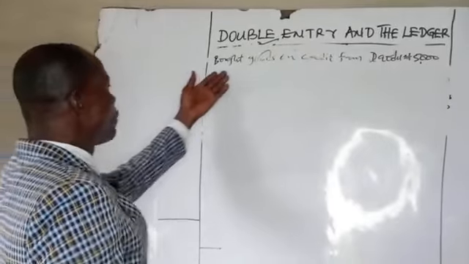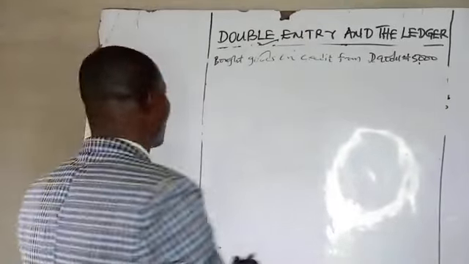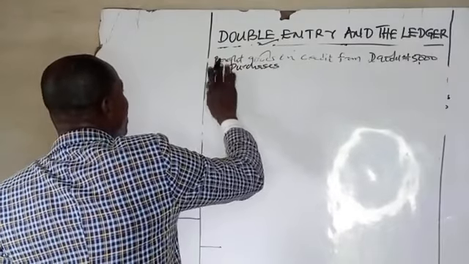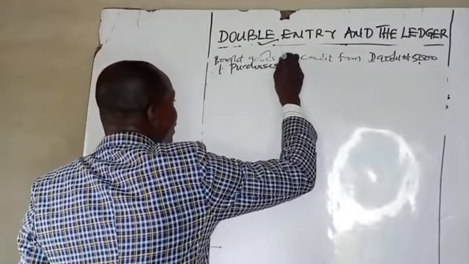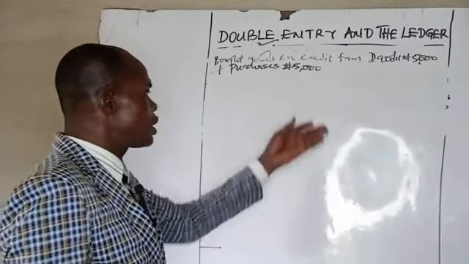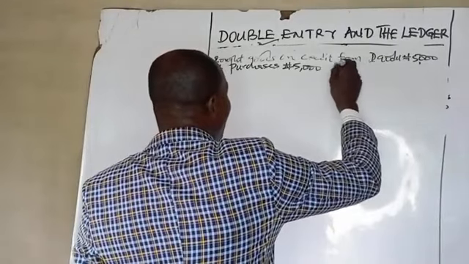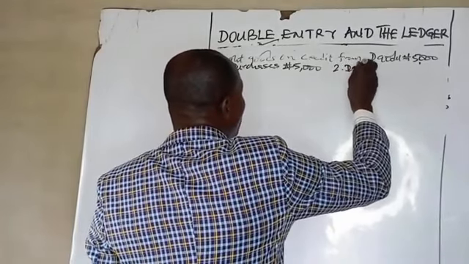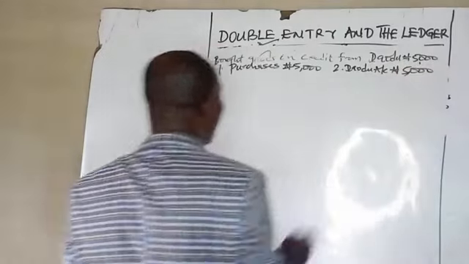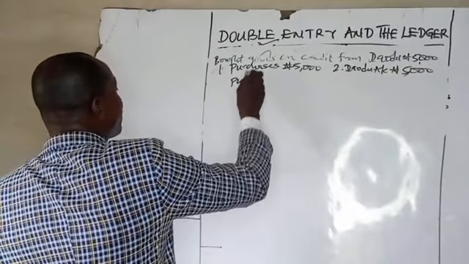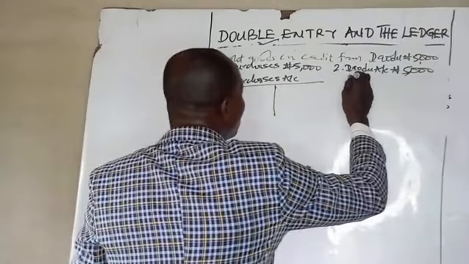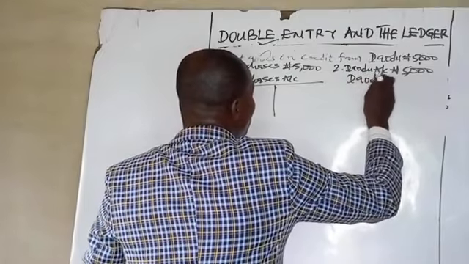So what happens here? Goods were bought, that means there is purchases. Number one account affected is the purchases account, the sum of 5,000 naira. From whom were these goods bought? From Daudu. The second account is the Daudu account with the sum of 5,000 naira. So these are the two accounts affected. So you open the purchases account, then you open the Daudu account.